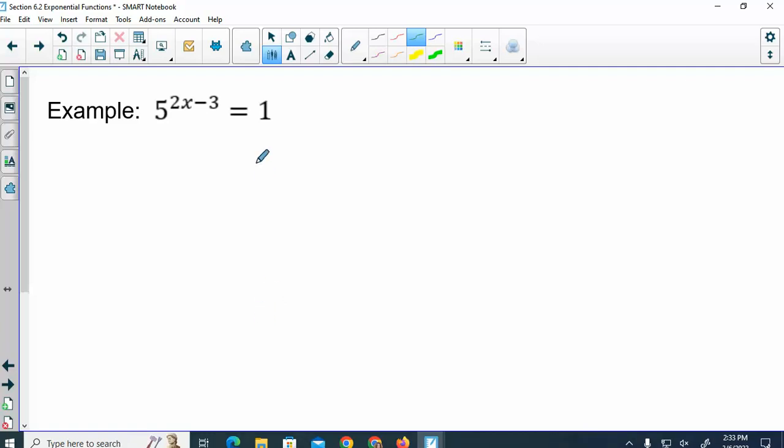We need a common base, right? Can you change a base of 5? 5 doesn't break down to anything else. So I have to rewrite 1 as a base of 5. So 5 to what power equals 1? 0. Anything to the 0 power is 1.